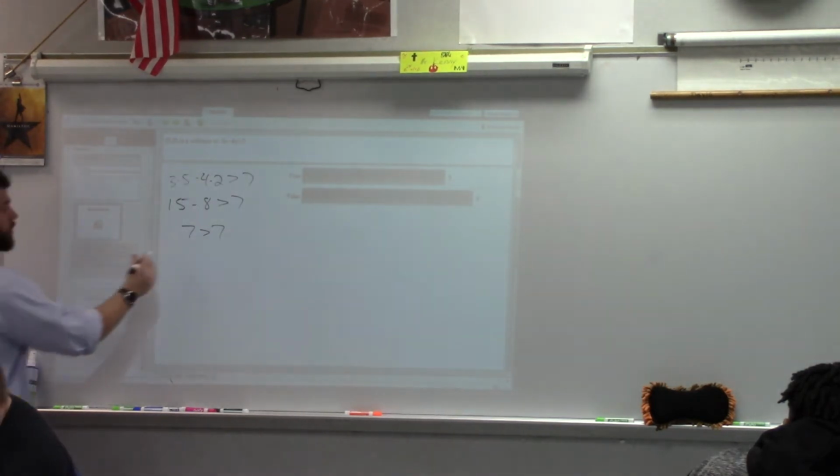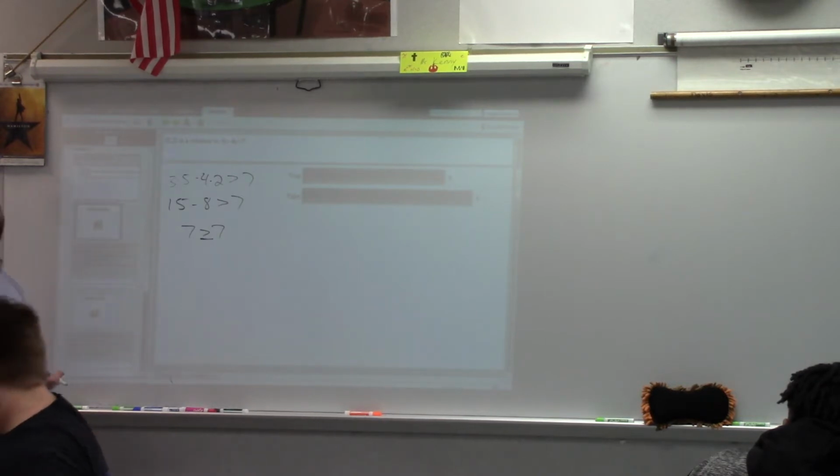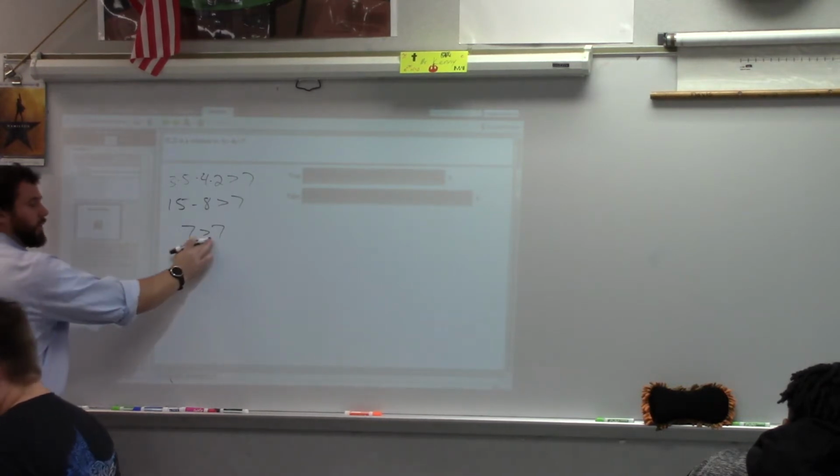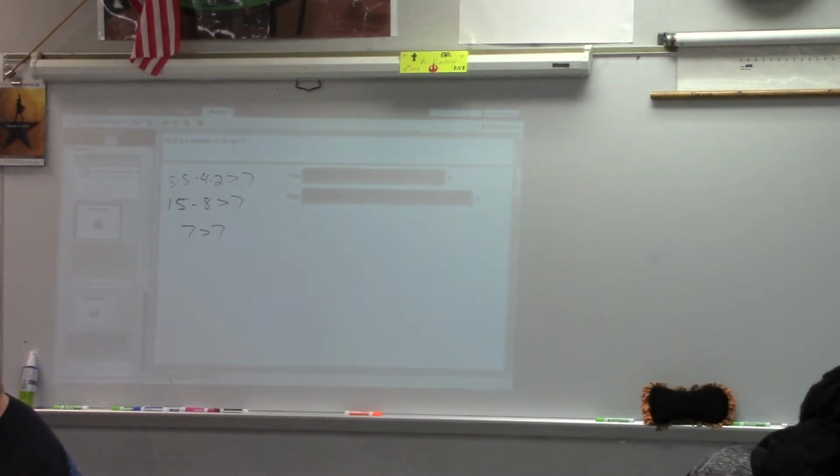Now, if it had been greater than or equal to, would (5, 2) have been a solution? Yes, right? Because 7 is equal to 7, so 7 would be greater than or equal to 7. So does that make sense? Are we comfortable with that idea, that difference? Okay, so important distinction there.